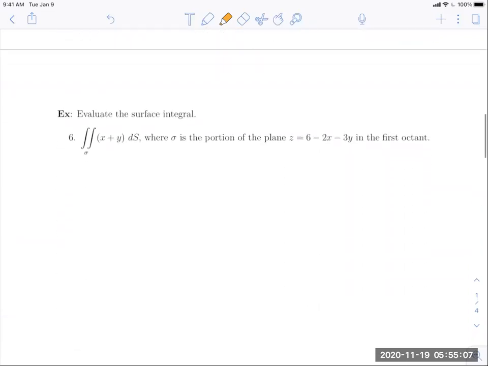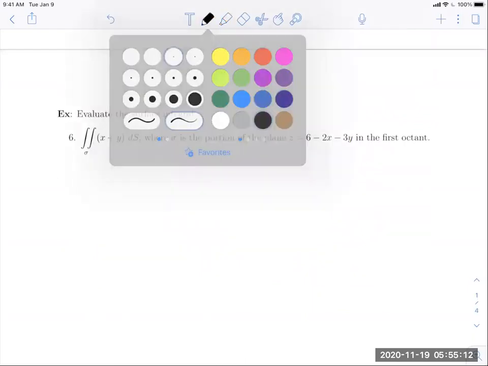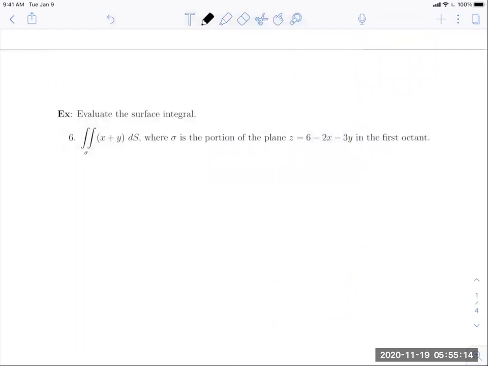So we have three examples here working with these surface areas so that we see a lot of exposure to these types of problems. So number 6, evaluate the surface integral. We have a fairly simple integrand here. Sigma is the portion of the plane z equals 6 minus 2x minus 3y in the first octant.